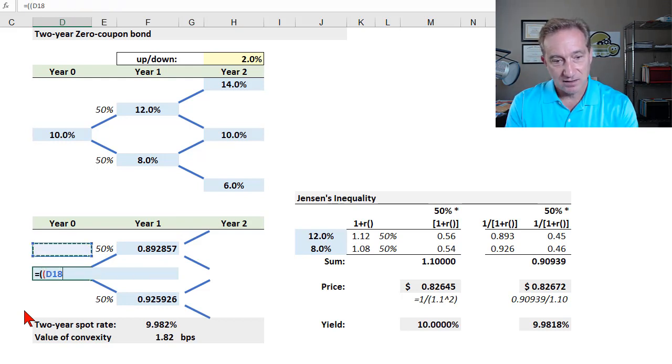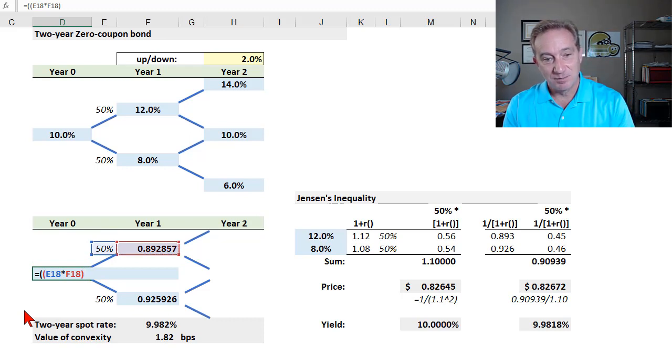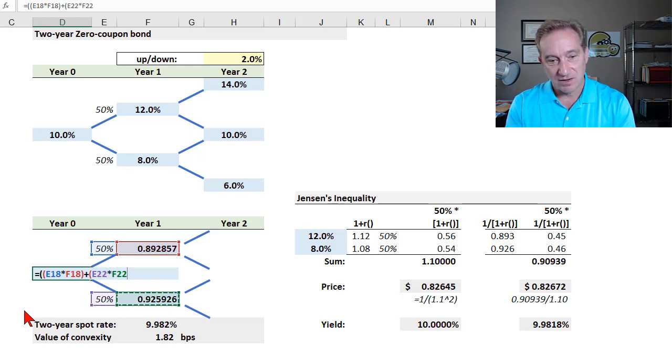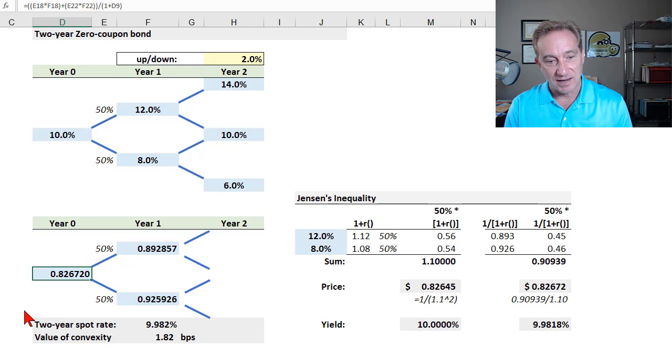I just take a 50% probability of going down to this price because the rate goes up, plus a 50% probability of going up to this price because the rate goes down. If I stop there, then what I have is an expected future value, but then I would discount that at the 10%. That's where we are today, so there's no choice to make about that rate. I'm just discounting back to time 0, if you like, and I get a bond price against a face value of 1,000 of $826.72.